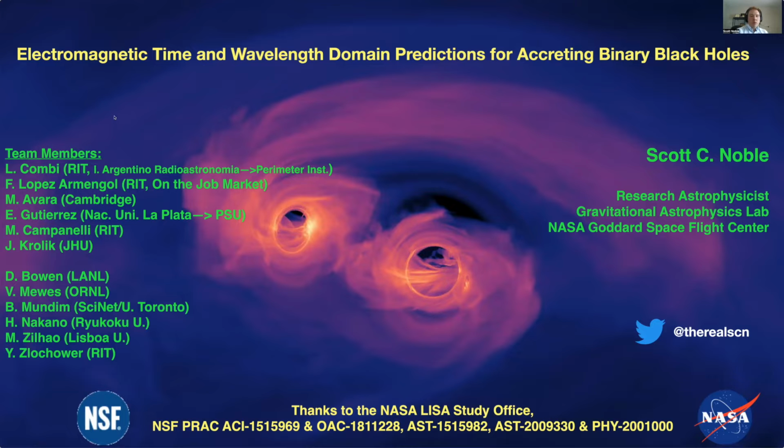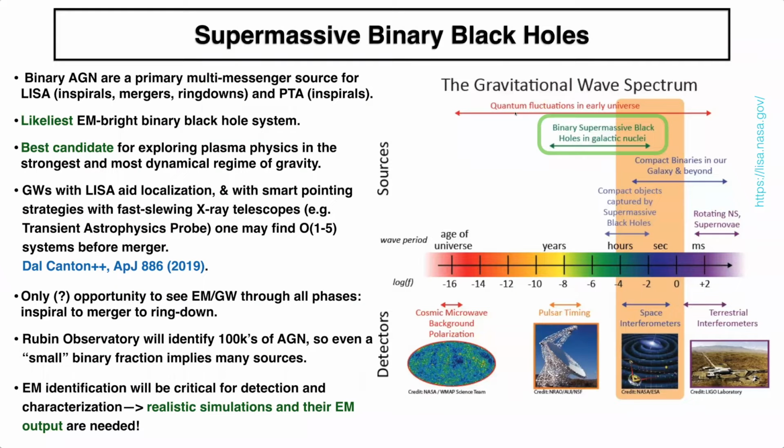We've been very busy, so without further ado, supermassive binary black holes are key multi-messenger sources for LISA, even though we may not see them with light and gravitational waves at the same time when LISA flies. We may see these systems with light beforehand, and we may learn about what to expect to see with LISA. Rubin is going to see hundreds of thousands of these AGN, and even if a small fraction are binaries, we're going to see lots of them. So we're optimistic that we'll be seeing these binaries.